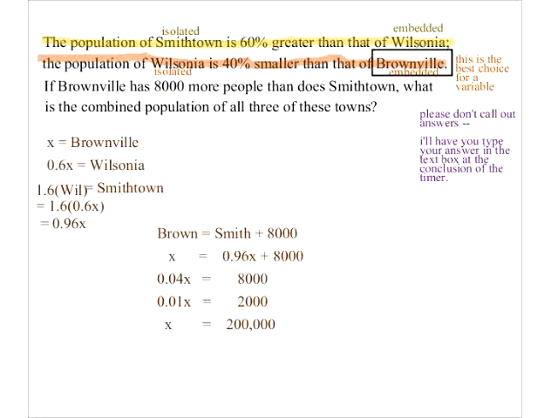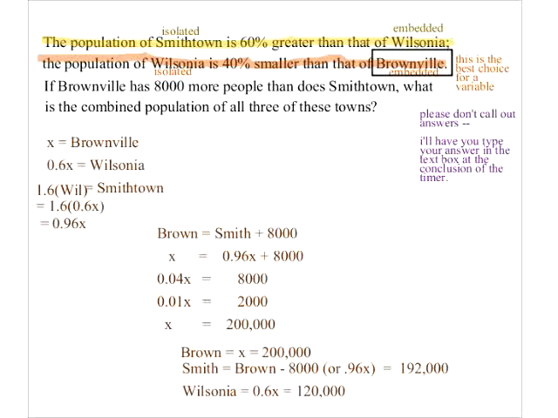So then you have Brownville is x, which is 200,000. For Smithtown, you could just take away 8,000 people, so it could be Brown minus 8,000, or you could do 0.96x. Either way, you get 192,000. And then Wilsonia is 0.6x, which is 120,000. So the total of all of this stuff is going to be 512,000 people.